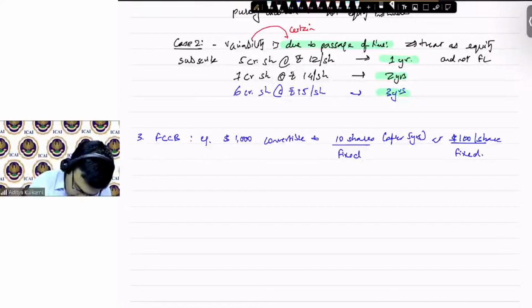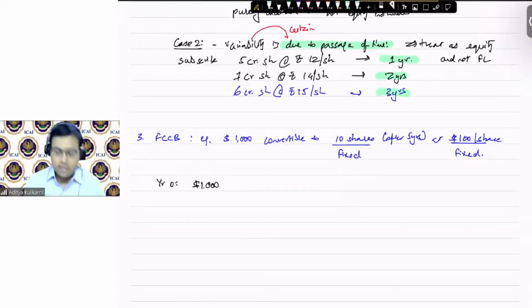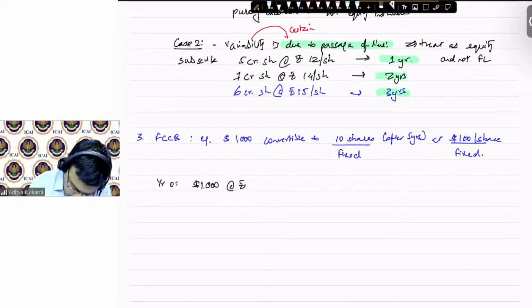Now, year 0. That means right now, $1,000, dollars 1,000 at the rate of rupees 80.